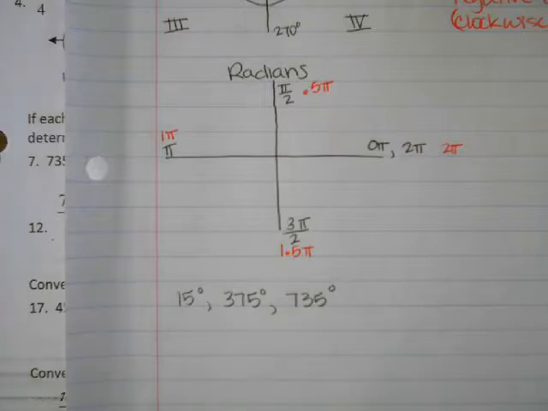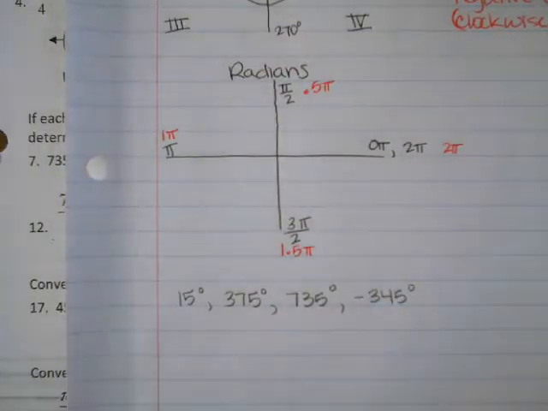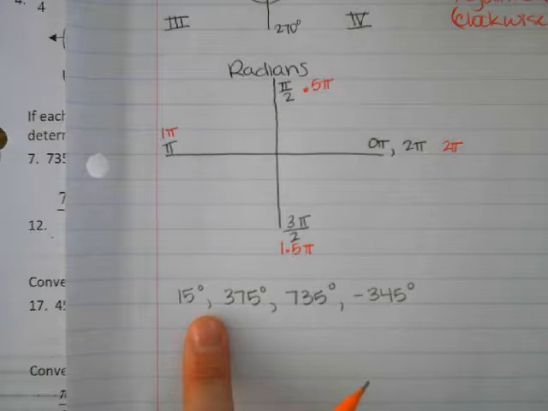What if I took 15 and subtracted 360? What's 15 subtract 360? -345. That would also be in the same spot. You're just going backwards. That makes sense? So there's a name for this. Does anyone know the name for that? It starts with a C.